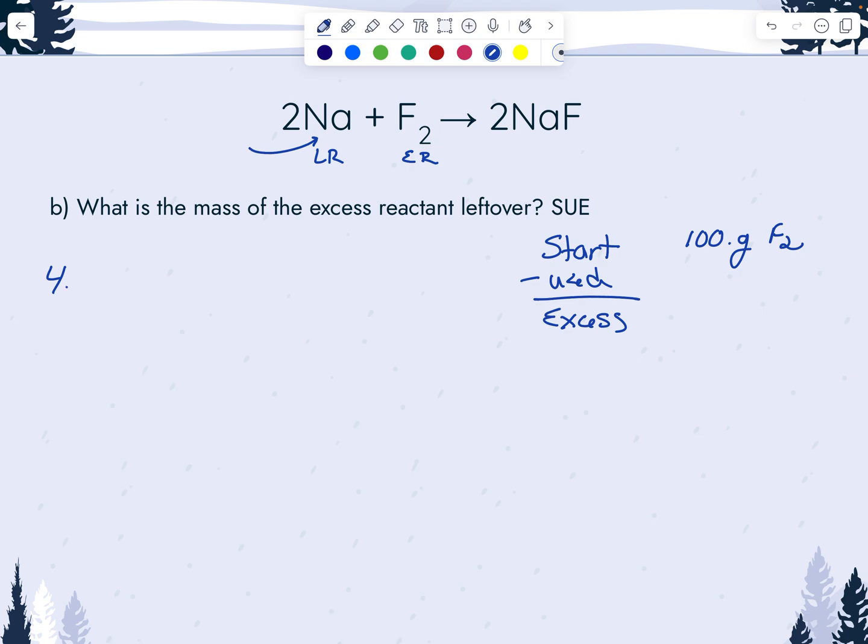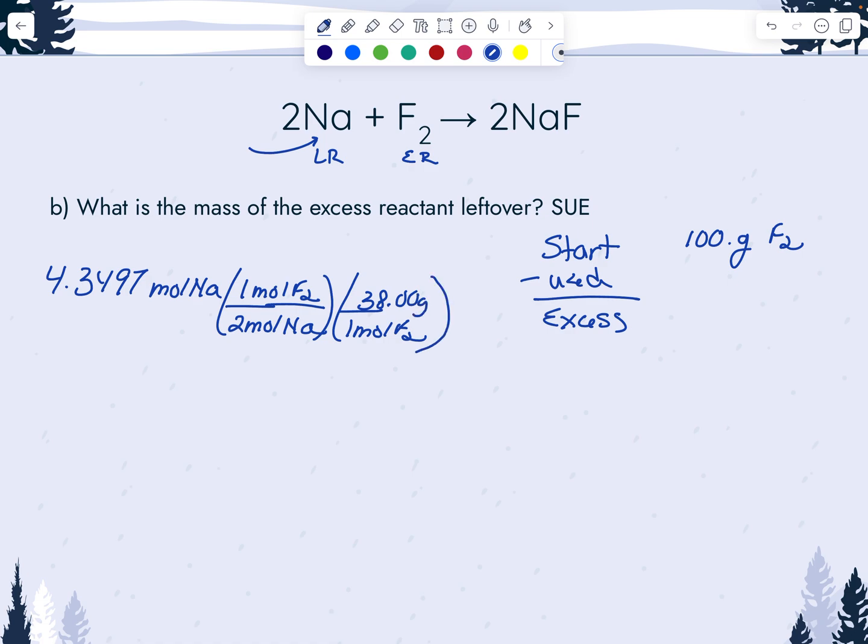So if I start with 4.3497 moles of sodium, right? The balanced chemical equation tells me 2 moles of sodium will be used for every 1 mole of fluorine, and 1 mole of fluorine has a mass of 38.00 grams. In my calculator, I get that 82.64 grams of fluorine will be used.